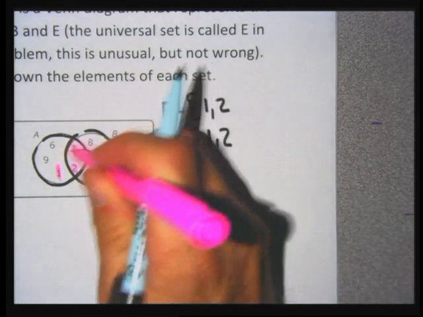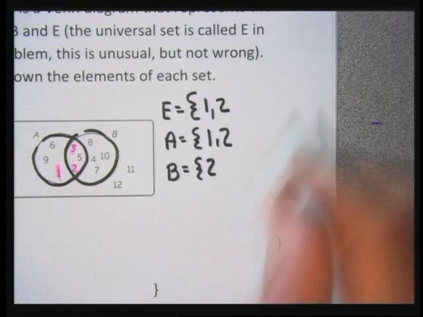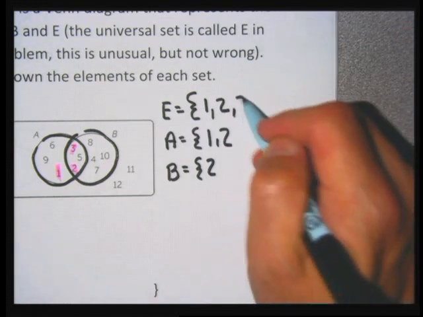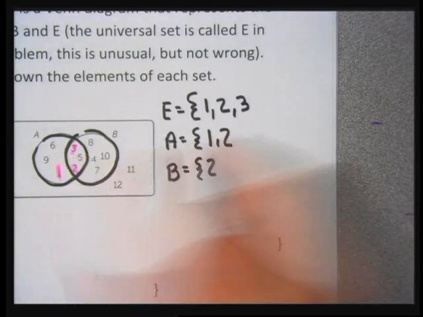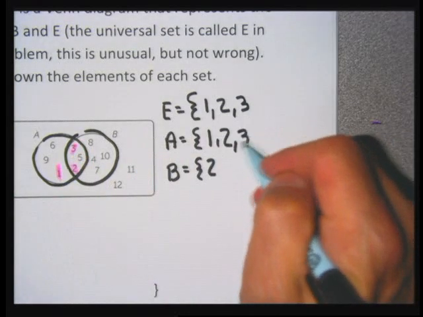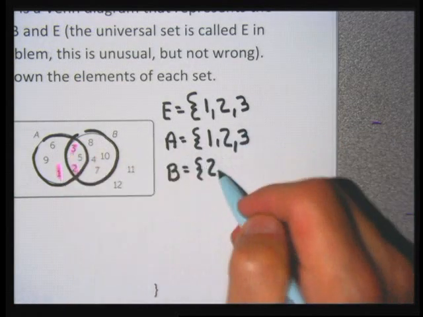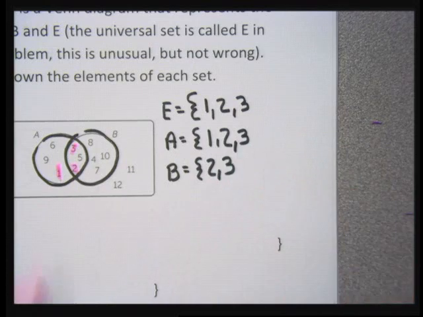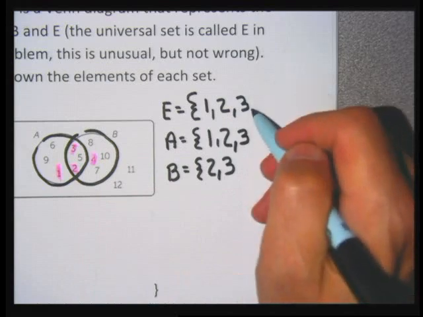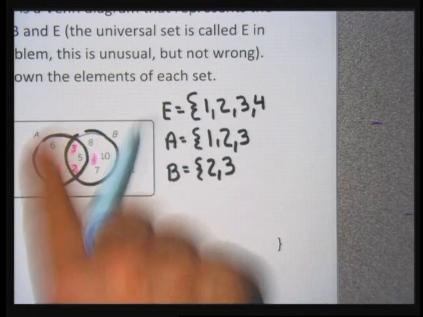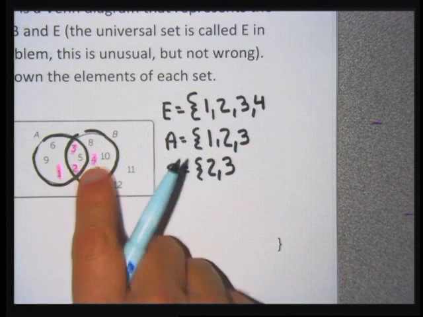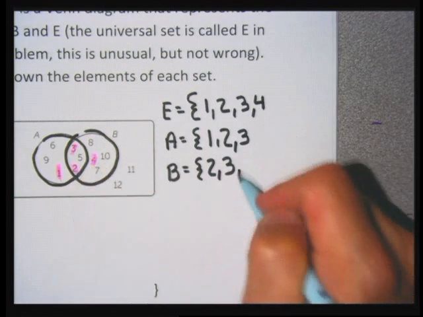3 is going to work just like 2. It's inside my rectangle, so it belongs in the universal set E. It's inside the A circle, so it belongs in set A. It's also inside the B circle, so it belongs in set B. I'll move on to 4. 4 is part of my universal set. Every number is always part of the universal set. 4 is outside the A circle, so I won't put it in A, and it's inside the B circle, so I'll put it in B.